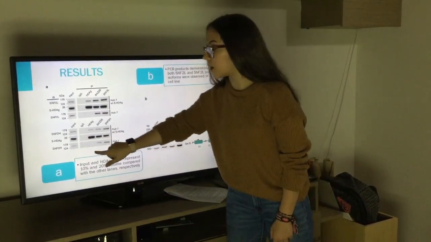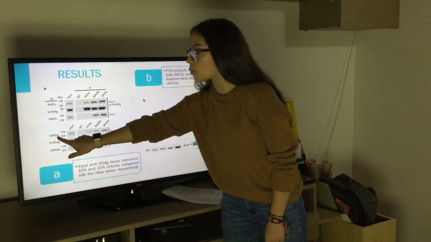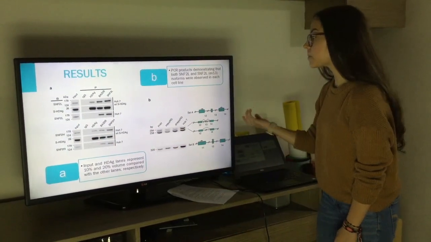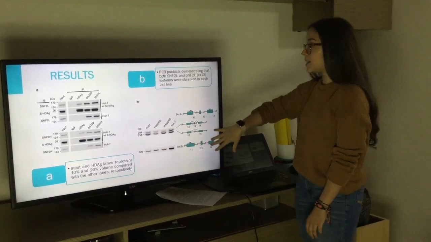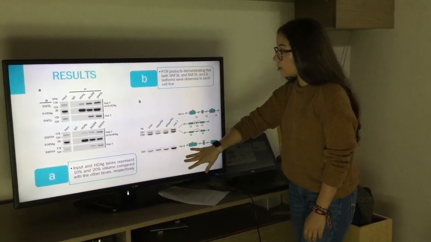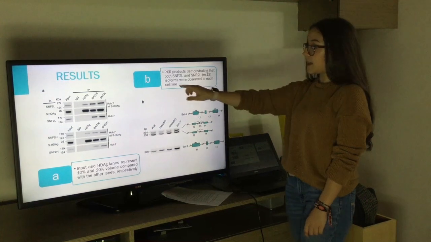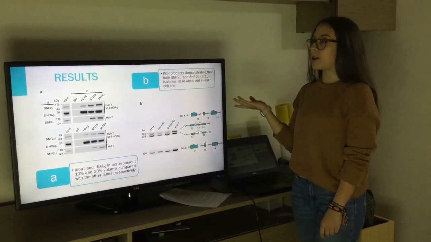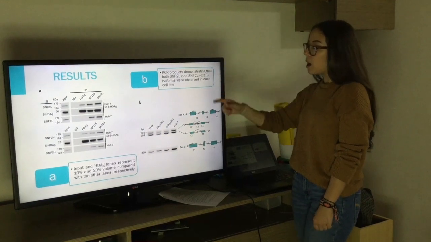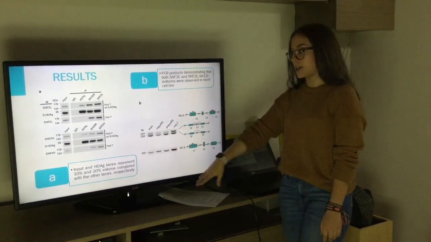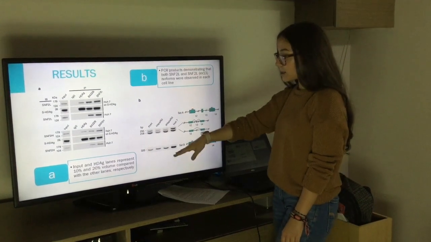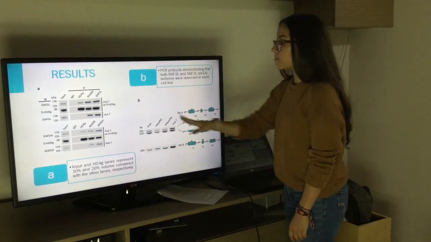Also in here, these ones are the little ones and these ones are the bigger forms of the proteins in the podocytes. In part B, you can see that the PCR products demonstrate that the SNF2L and the SNF2L within the exon 13 are present in each of the cell lines, which are represented for all the podocytes and the hepatitis virus.